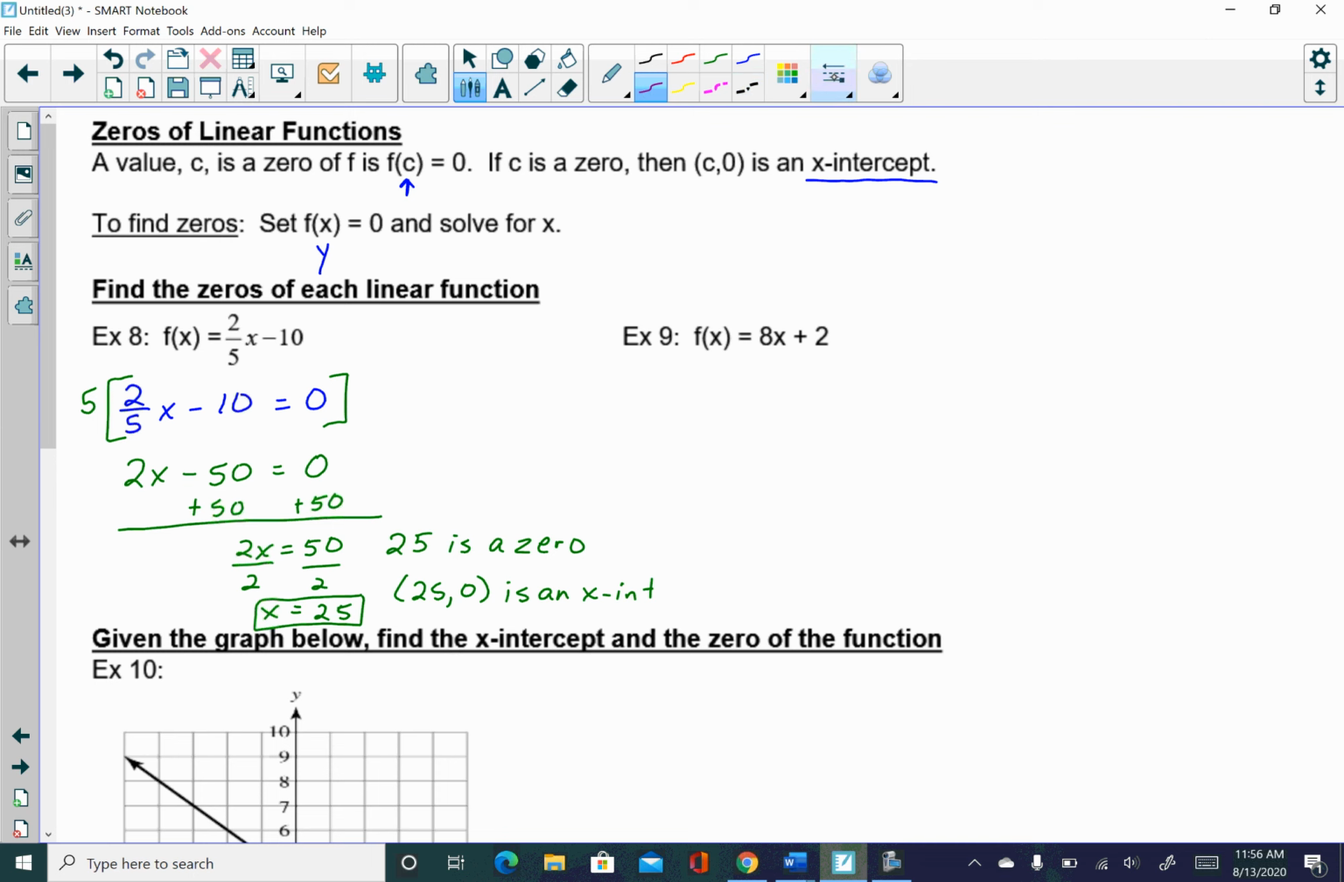I think it might be worthwhile also here to show you a different way to solve this equation, just in case you might have done it that way, and I don't want you to ever think that your way is wrong. Here's another way.